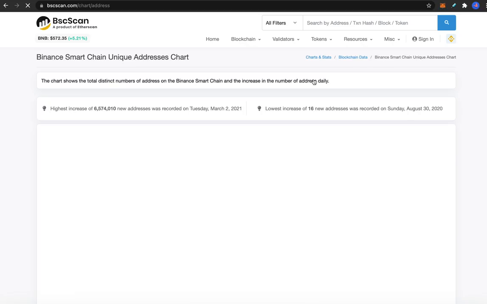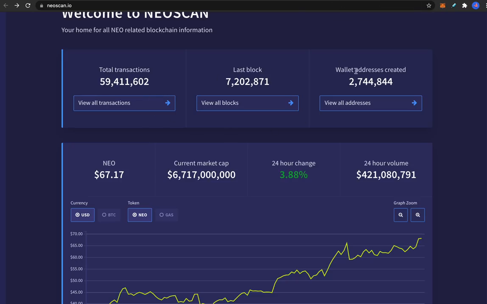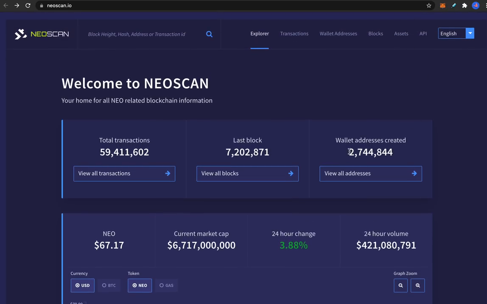For instance, on BSC scan, you can see that they have 65 million unique addresses, which is pretty significant, 65 million wallets. But if we compare that to NEO, on NeoScan, wallet addresses created is 2.7 million wallets. That's not a lot of wallets, but unfortunately they don't have a graph. So it's impossible for me to understand the growth rate of this. Maybe it went from 1 million to 2 million in the last 2 weeks, who knows? And even if I click view all addresses, it does not show me a chart.